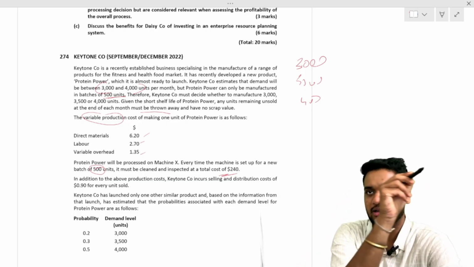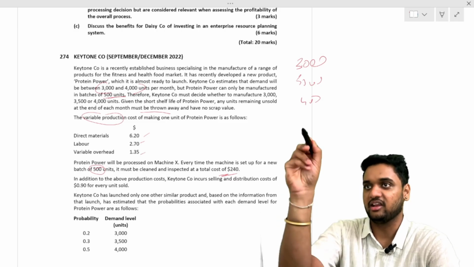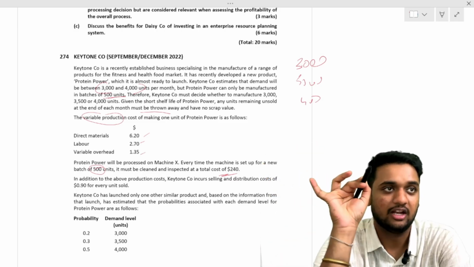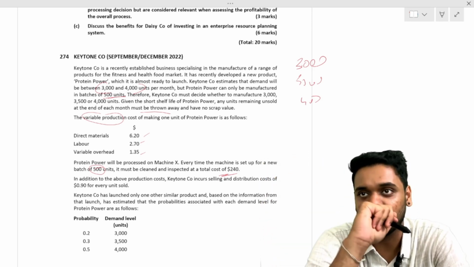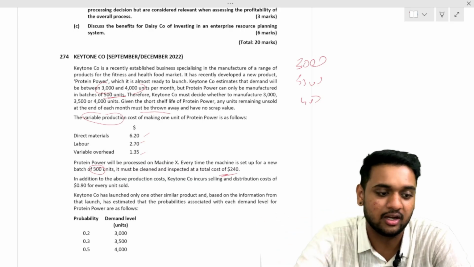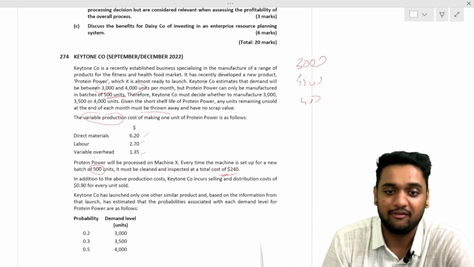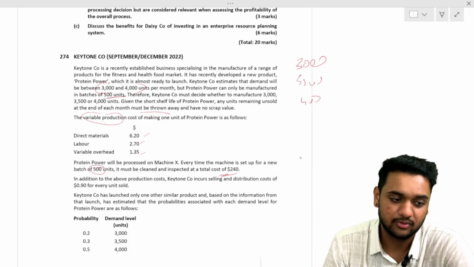We saw now, until one point it will go like this, and if it increases, it will increase and again go like this. That is why it's called a step fixed cost. It looks like a step. Fixed cost keeps on increasing after every 500 units. If we are producing every 500 units, what is the cost?